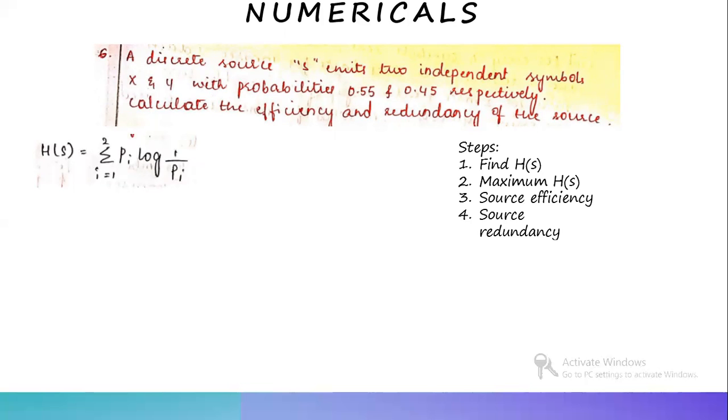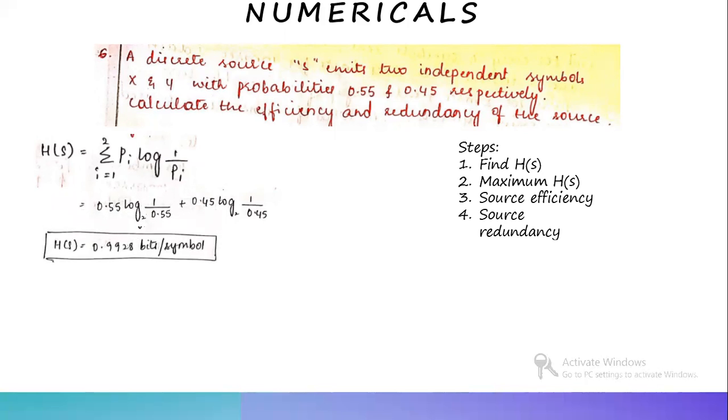So P1 value is 0.55, P2 value is 0.45. Substituting those values, we get it as 0.55 log of 1 by 0.55 to the base 2 plus 0.45 into log of 1 by 0.45 to the base 2. So H of S value after calculation, we get it as 0.9928 bits per symbol. This is H of S, that is the entropy of the source.